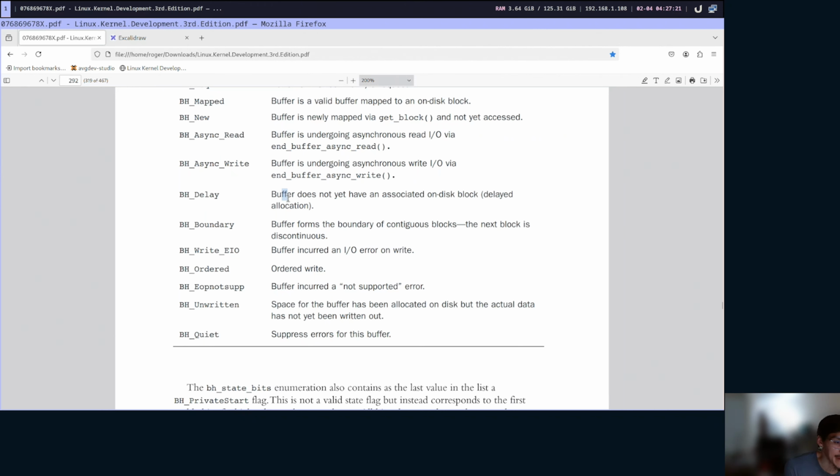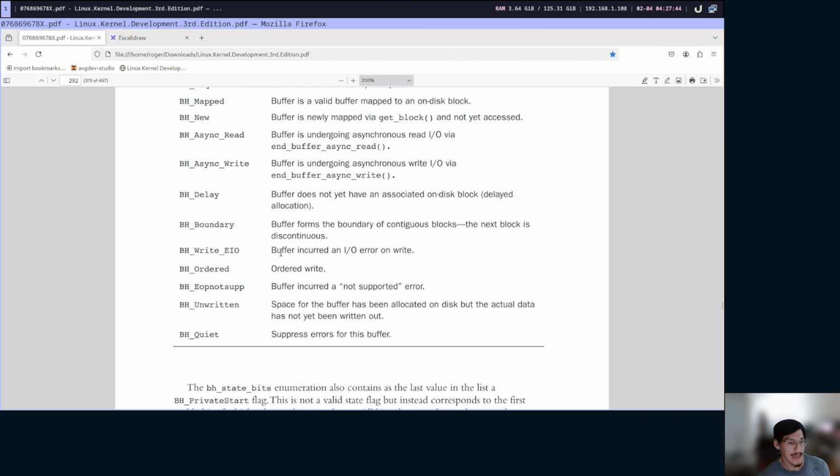BH_Delay: buffer does not have an associated on-disk block. Okay. BH_Boundary: buffer forms a boundary of contiguous blocks. The next block is discontinuous. Oh, so it's the boundary. Okay.